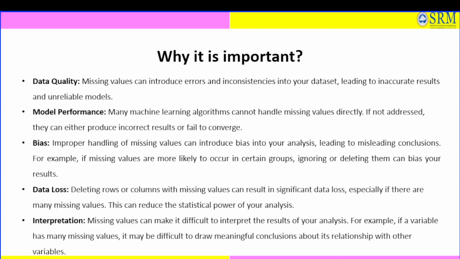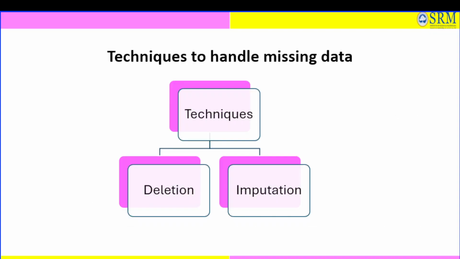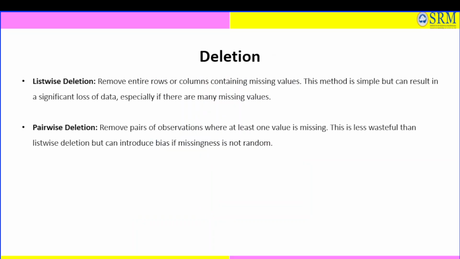The next is interpretation. Missing values make it difficult to interpret the results of our analysis. For example, if a variable has a large number of missing values, we cannot find a meaningful conclusion about how it is related to the others. And there are two techniques to handle missing data. One is deletion, the other is imputation.